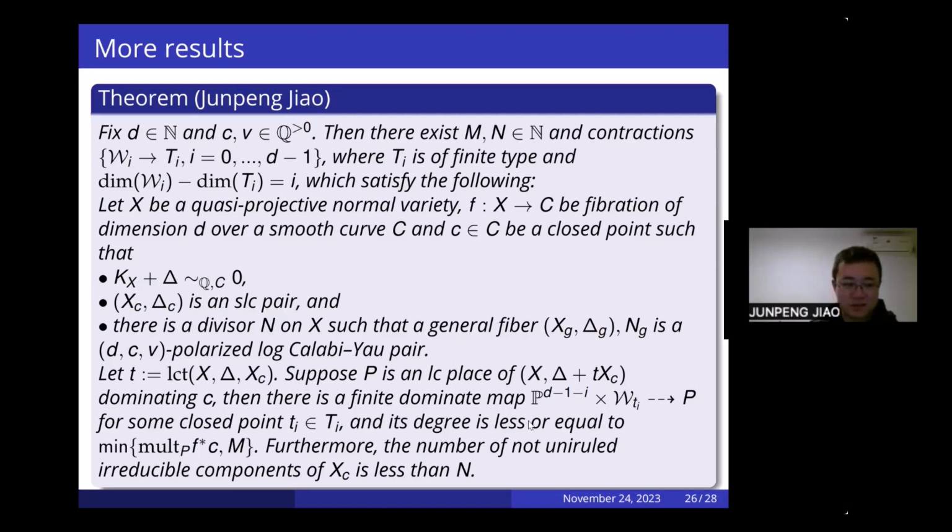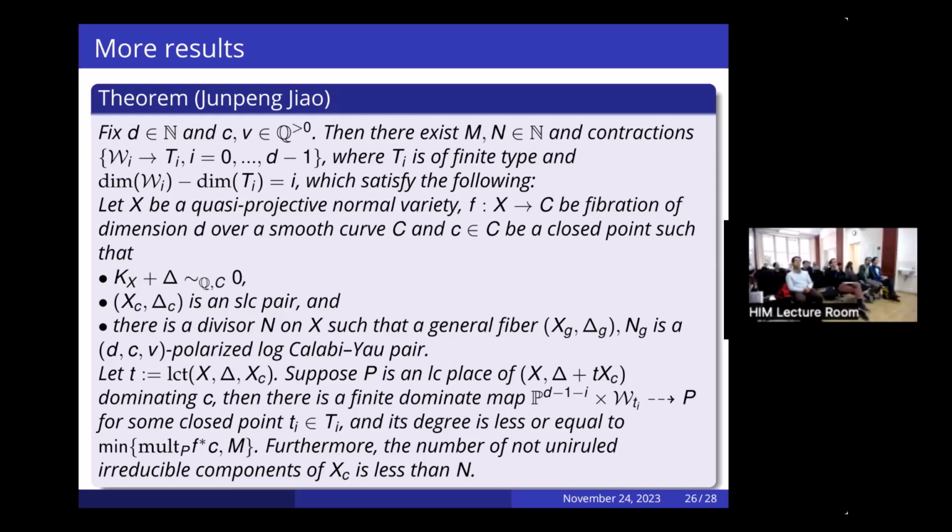Okay. I don't know this result before. You mean there is exactly one non-uniruled component? For hyperkähler, yes. For Calabi-Yau, also. That's interesting. Sorry, I don't know this result. Yeah, we can go on.